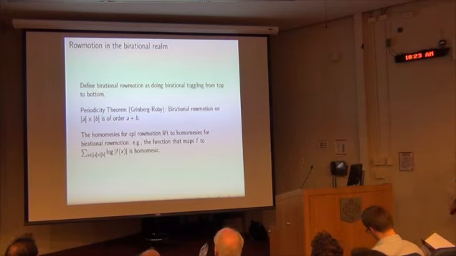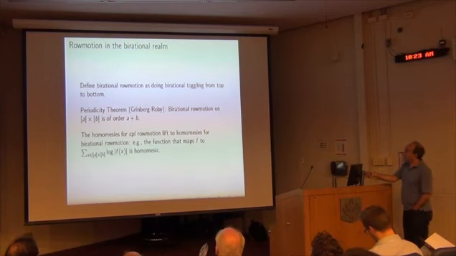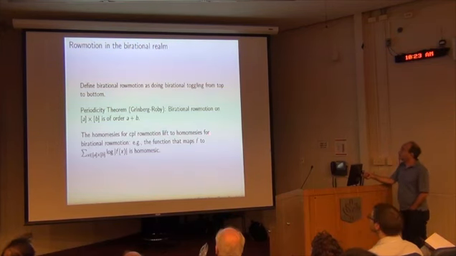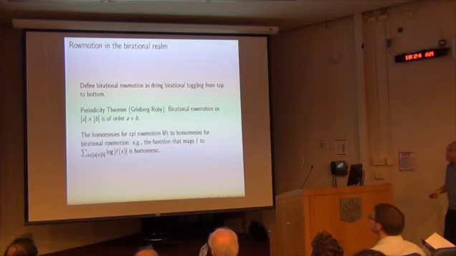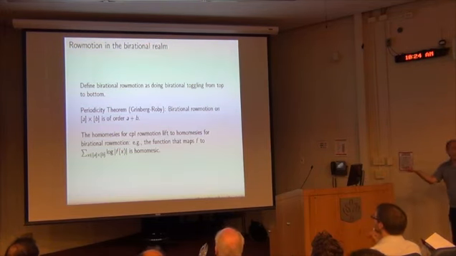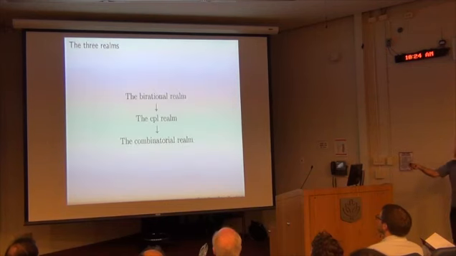Grinberg and Roby showed that birational row motion on A cross B is of order A plus B. And it's not hard to show that the homomesies for CPL row motion lift the homomesies for birational row motion. For instance, take a function f evaluated at the elements of the poset x, take the absolute value, take the logarithm now, and sum over all x. That's a homomesic function.